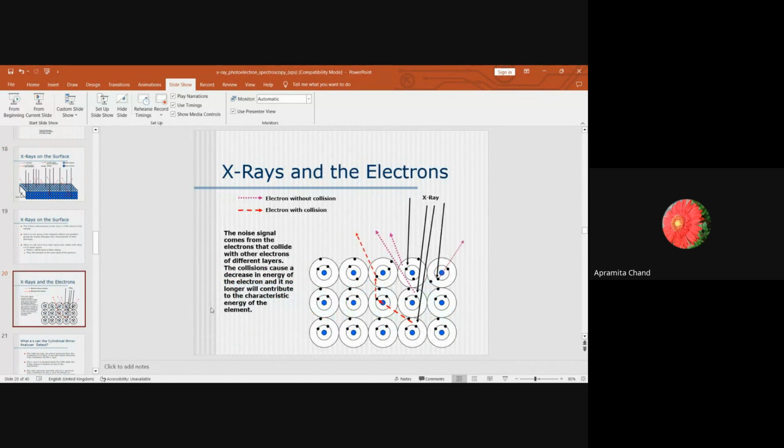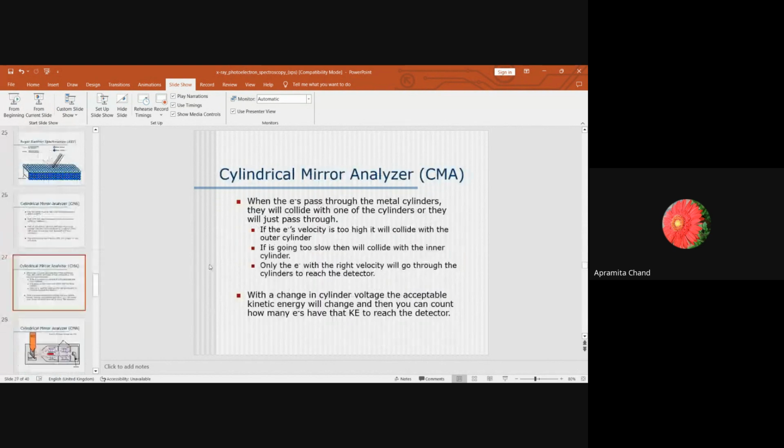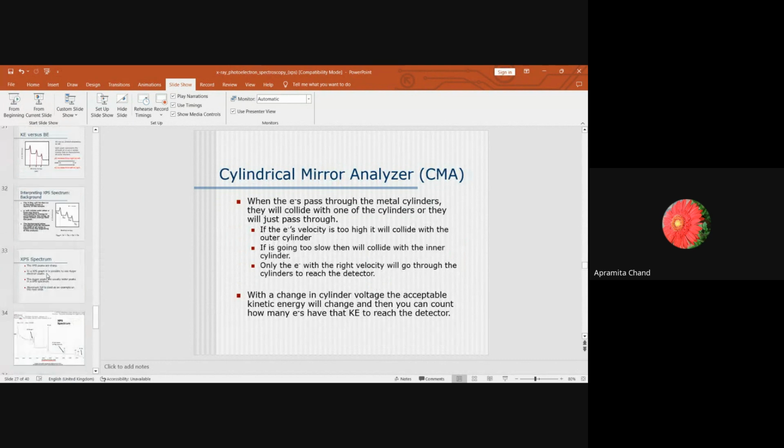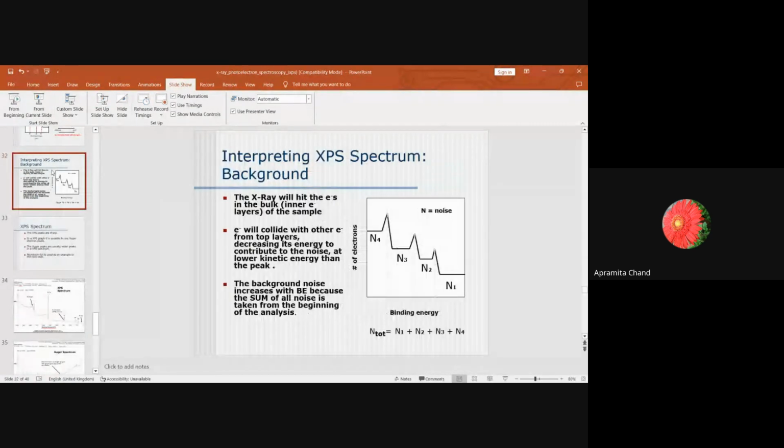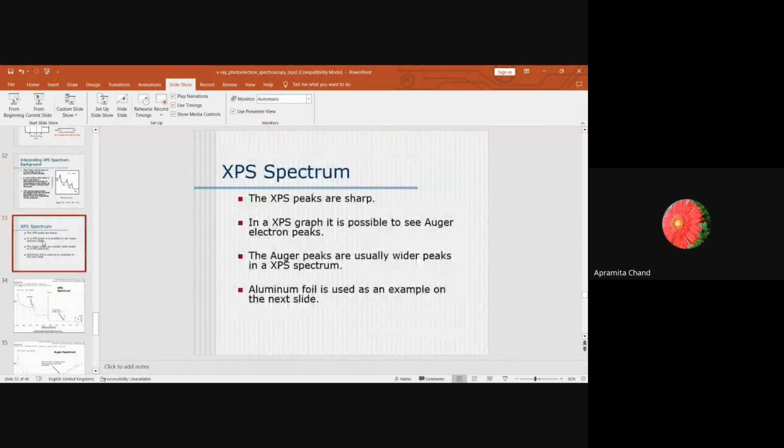The peaks will have the correct energies, but some electrons present in the inner levels, when they collide with the other electrons of different layers, will not contribute to the characteristic energy of the element. They will contribute to the background or the noise. So first we have to take into consideration the background noise.